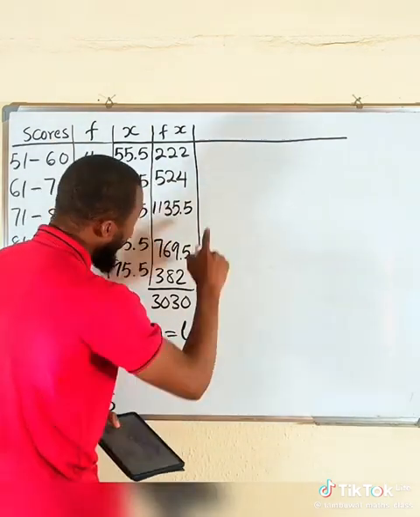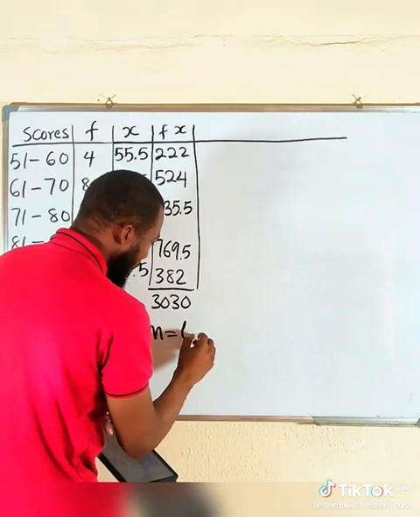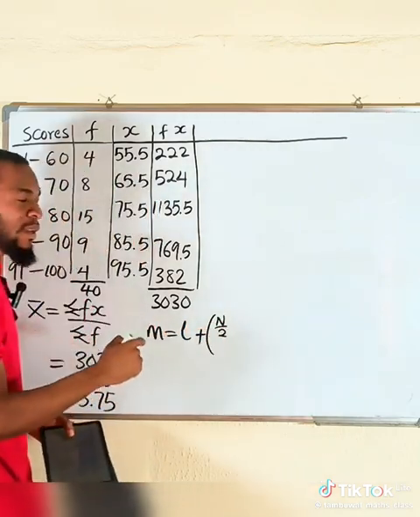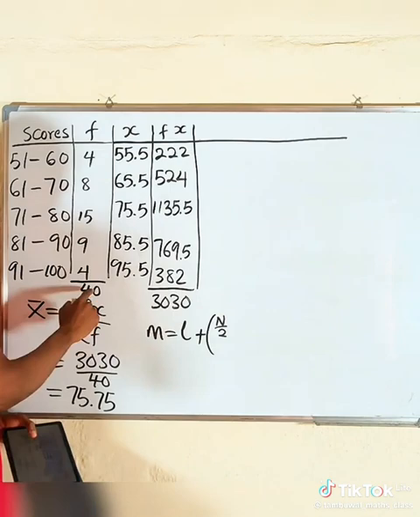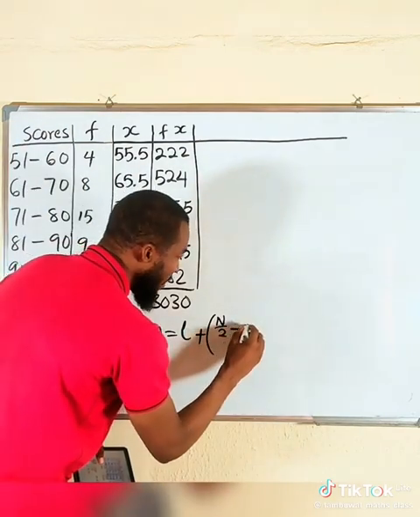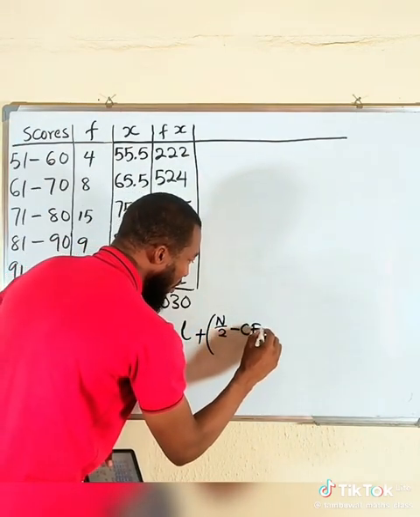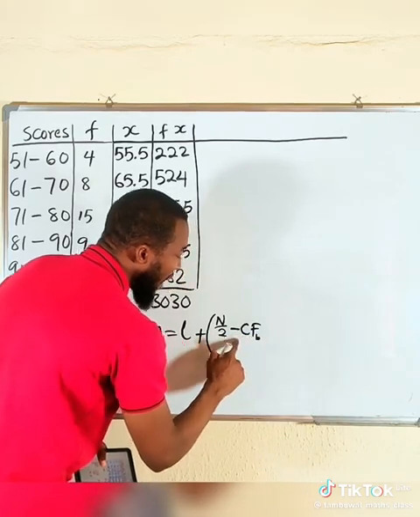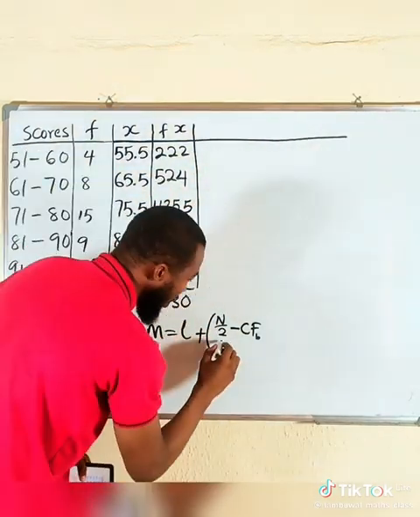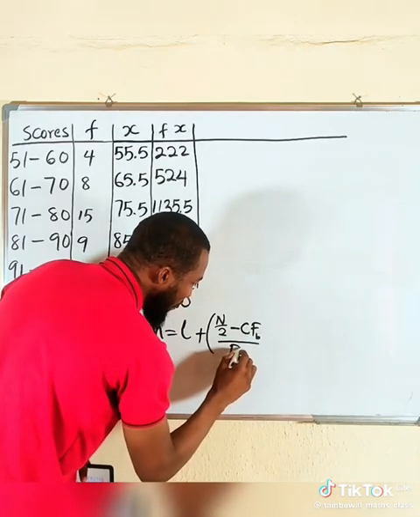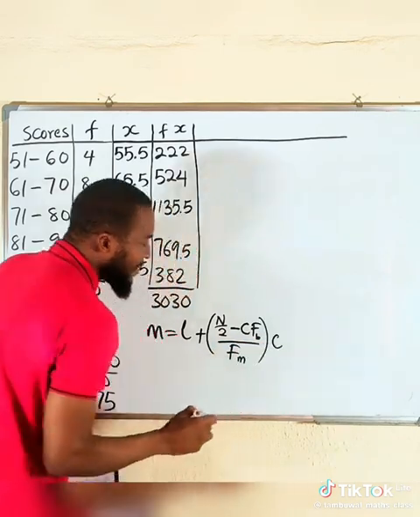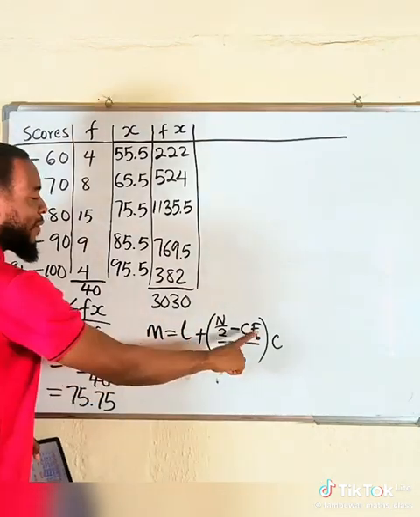So what I'm going to do, I am going to form it here. So the formula is L plus n divided by 2, meaning sum of the students, n divided by 2. The sum of the students is 40, divided by 2 will give us 20. Minus the cumulative frequency before that class, before the median class. We are going to form a cumulative frequency again, divide by the frequency of that median class multiplied by the class size. I'm going to show you how to find all of these parameters.